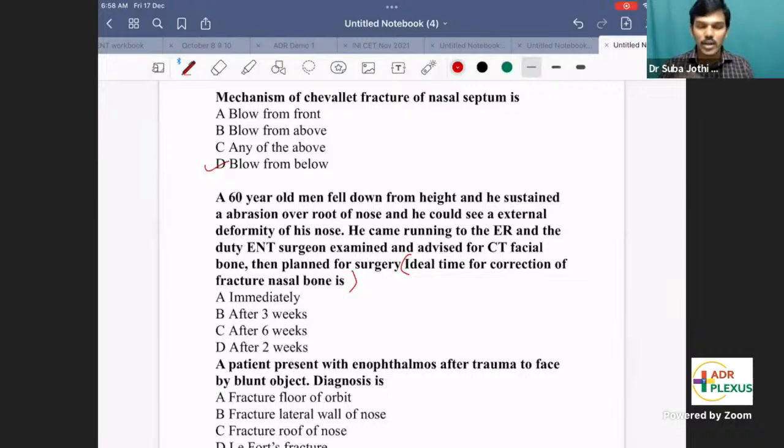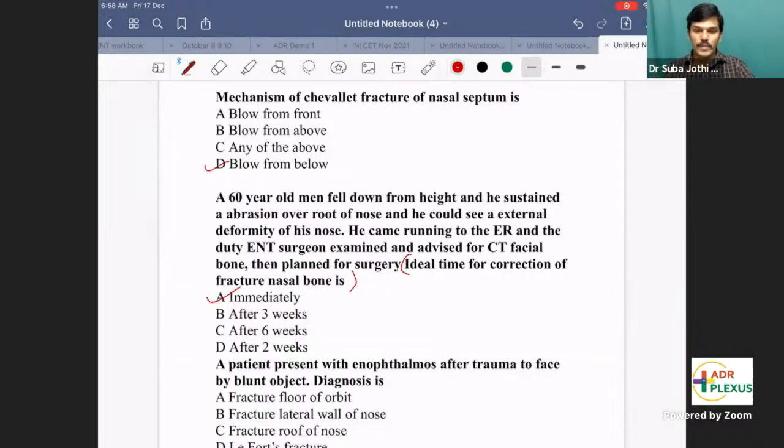So the answer is, as all the people told, you should immediately operate upon this patient either in general anesthesia or local anesthesia, provided that he should not have any other compromise. So the answer is A. Okay, clear. So 18 responses, all of them are correct.